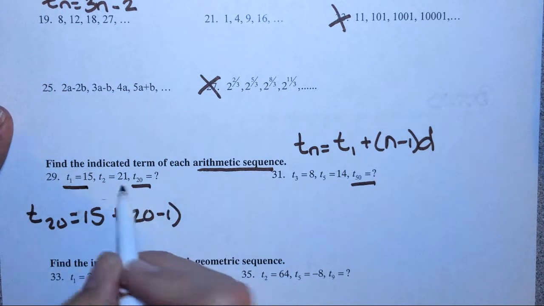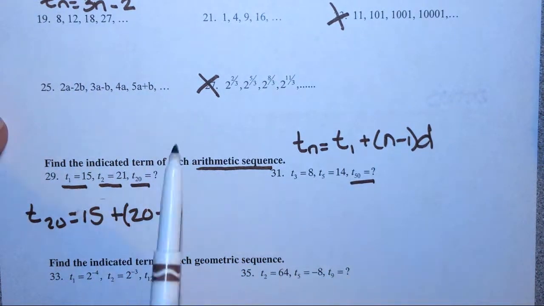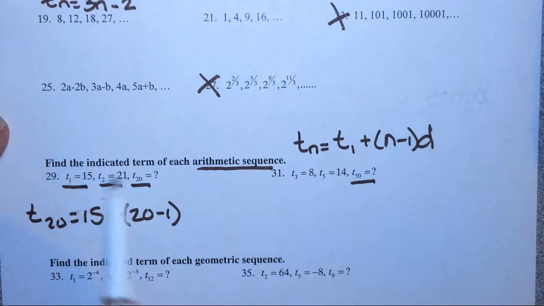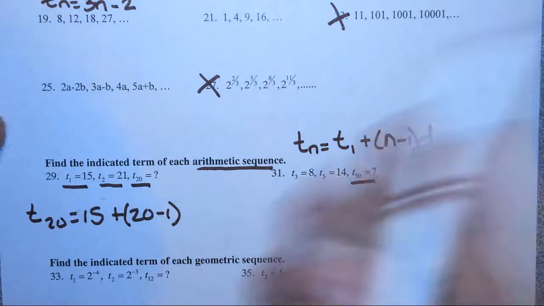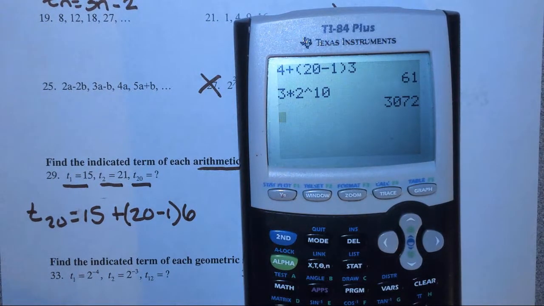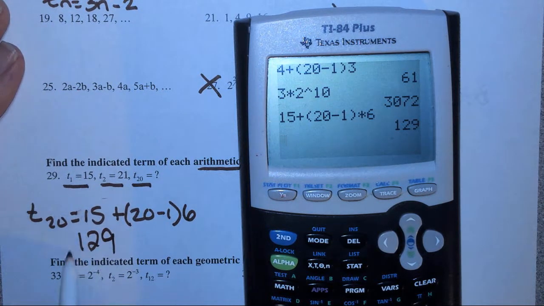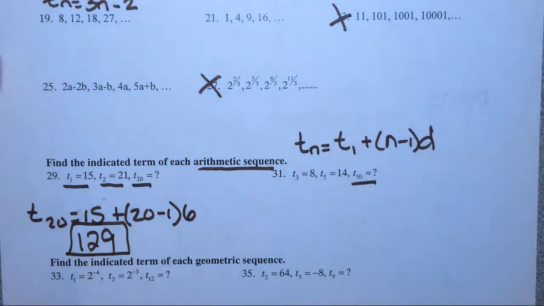Well, they give you the first term, and they give you the second term. So those are 2 terms right next to each other. So how far apart is 15 and 21? 15 and 21 are 6 apart. And then you just type this straight into your calculator. So 15 plus parentheses 20 minus 1 times 6. 129. And that's it. You can do 31 the same way.